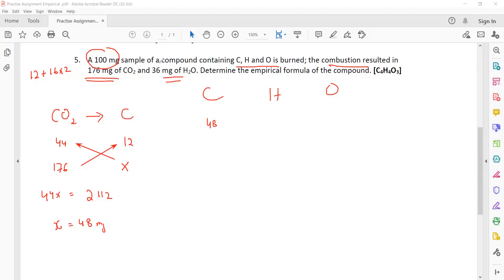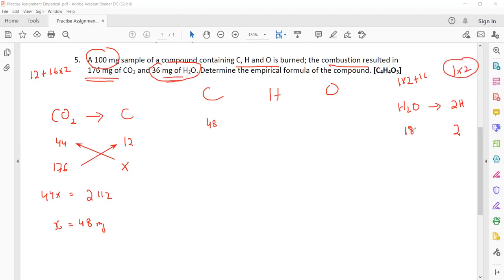Then we have the water, 36 milligrams of water. Water is H2O. So if we have one molecule of water, how many hydrogen are there? Two hydrogen. So one molecule of water contains two hydrogen. And what is the mass of one molecule of water? That is 1 multiplied by 2 plus oxygen 16, so the mass of one molecule of water is 18. So if 18 grams or milligrams of water is there, what is the mass of hydrogen? That is 2, because one hydrogen mass is 1 multiplied by 2, so the total mass will be 2.